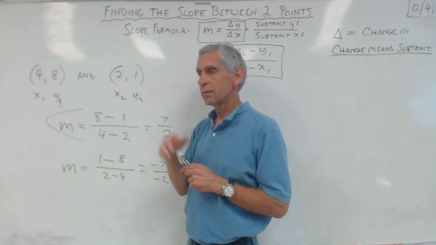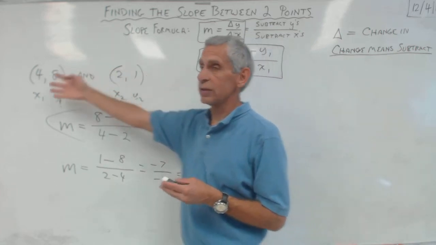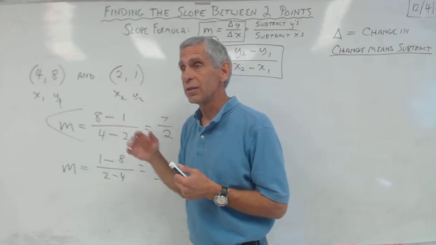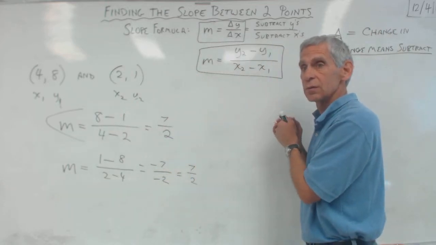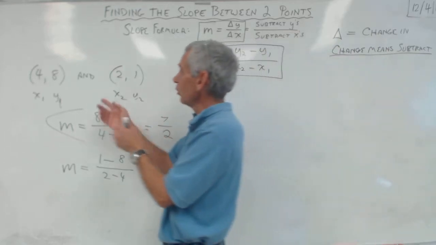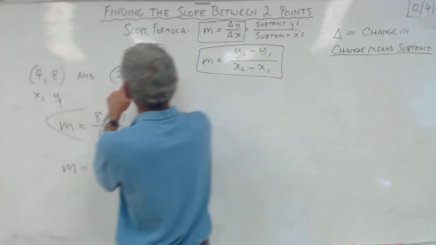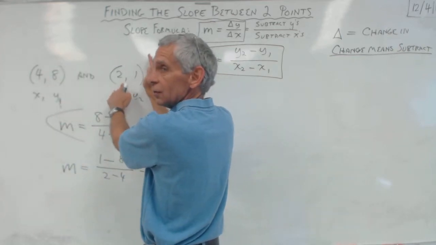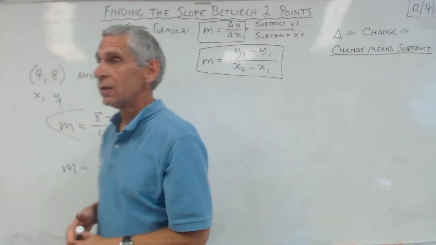Does that make sense? You can choose whichever one to start with, and whichever point you want to be y2 always has its x2. If I chose this one to be y2, then this is x2. It doesn't matter which one you start with, right?